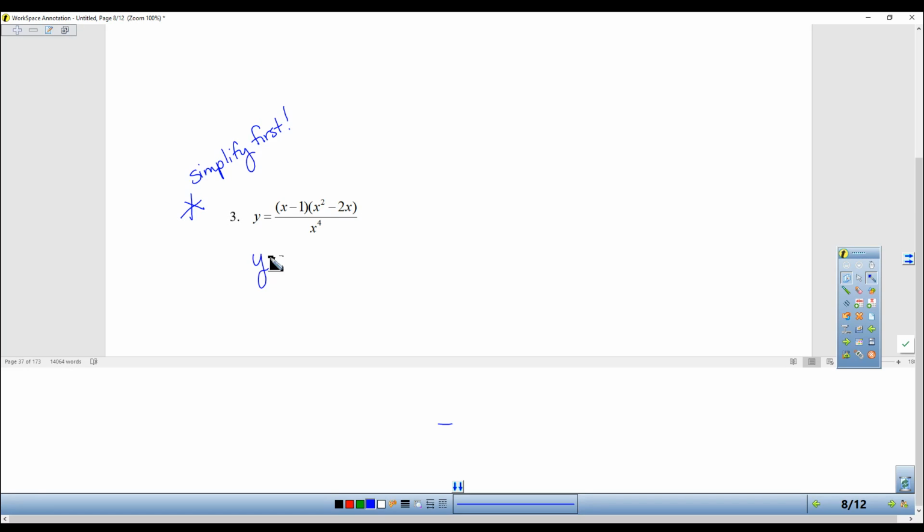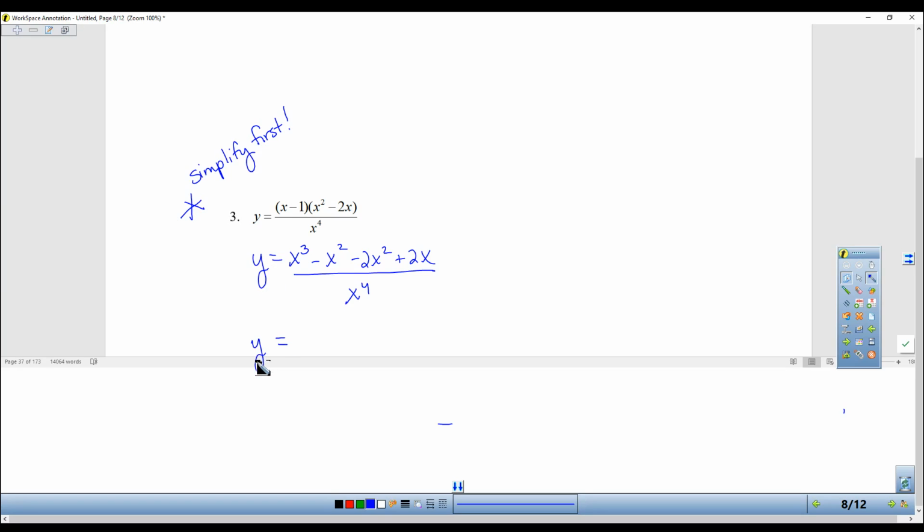I'm going to rewrite it. I'm going to FOIL that out. So first, outer, I'm going to do inners first. That's not first. First, outer is going to give me minus 2x squared, inner minus x squared, and last plus 2x. First, outer, inner, last, over x to the fourth.